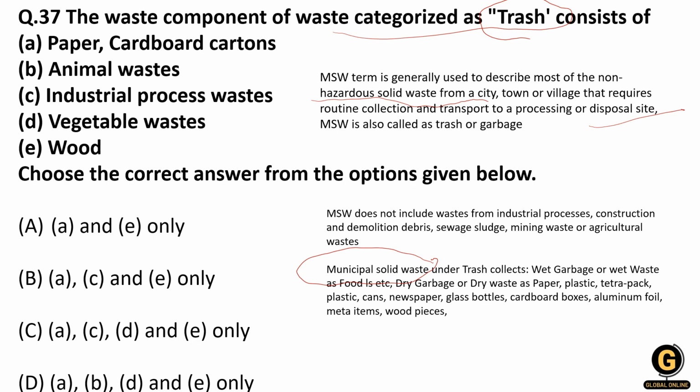And what is not trash? Industrial processes are not trash. Demolition debris, sewage sludge, mining waste and agriculture waste do not come under trash. Animal waste will be taken out, and paper, board, cardboard, cartons and wood will be trash. So remember the definition of trash is waste which requires daily routine collection, transport and recycling. So it is called trash. Our correct answer will be A and E, right? So the correct answer is A and E.